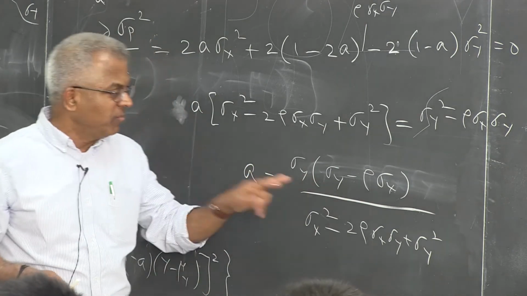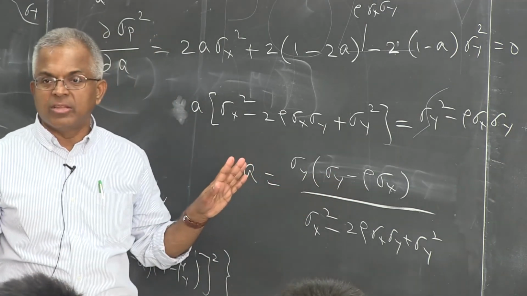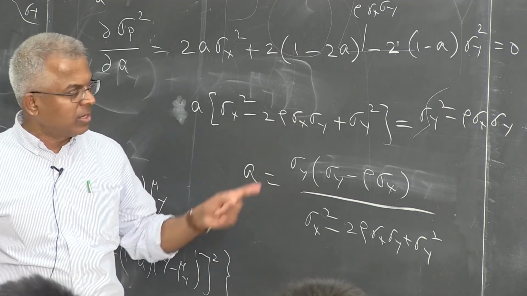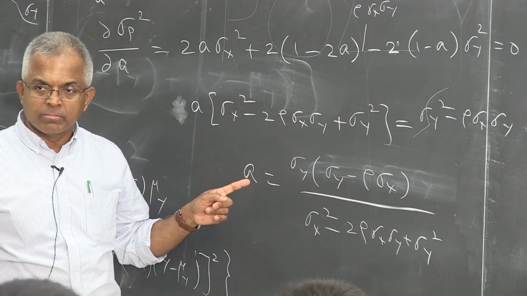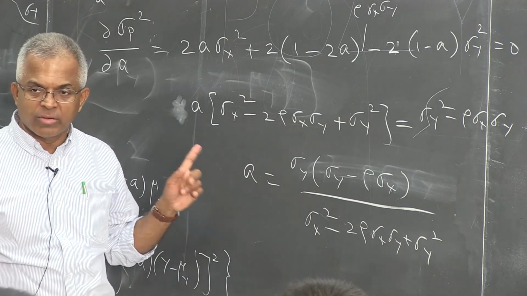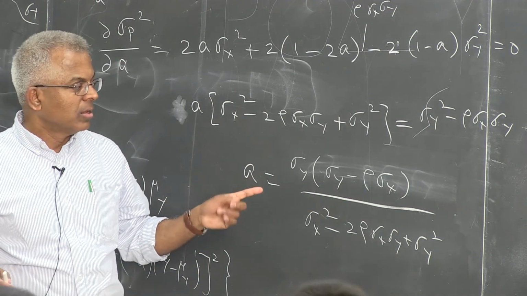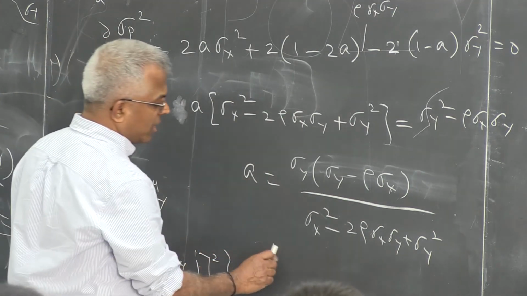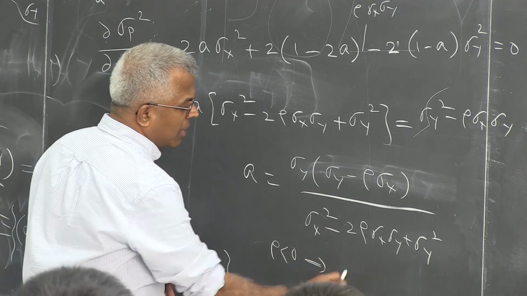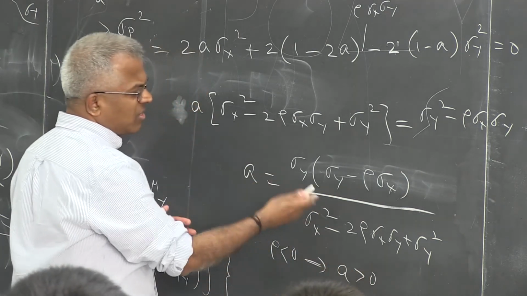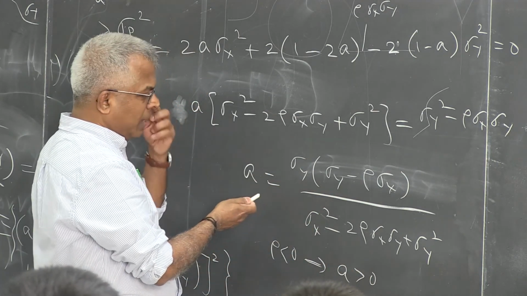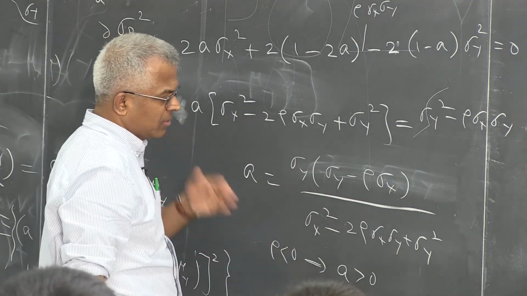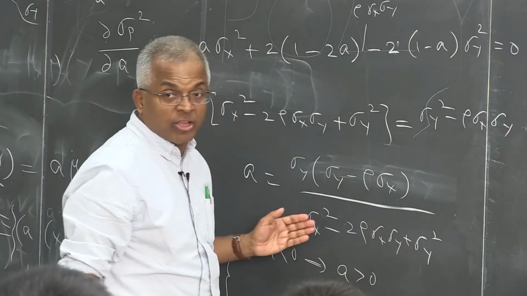What is one case? We know sigma X and sigma Y are positive, right? Rho could be positive or negative. What is one case where you are guaranteed the solution will be fine? Rho is negative. If rho is negative, A will turn out to be positive. A is a fraction. You can quickly check that this quantity is less than this. The denominator is always positive.